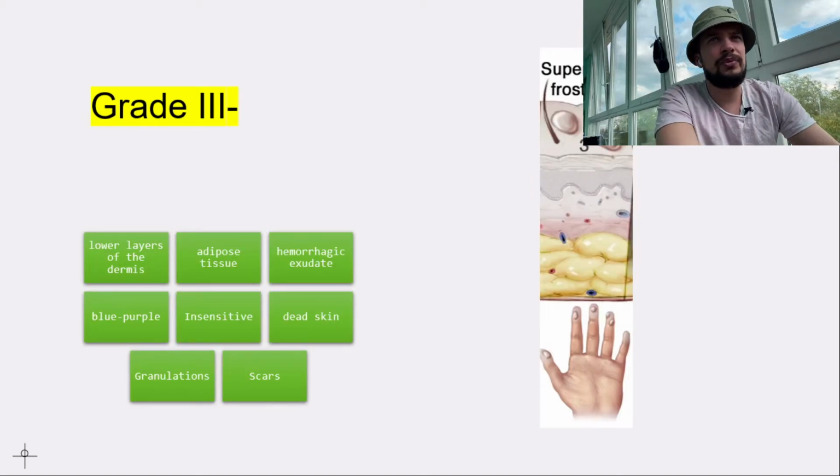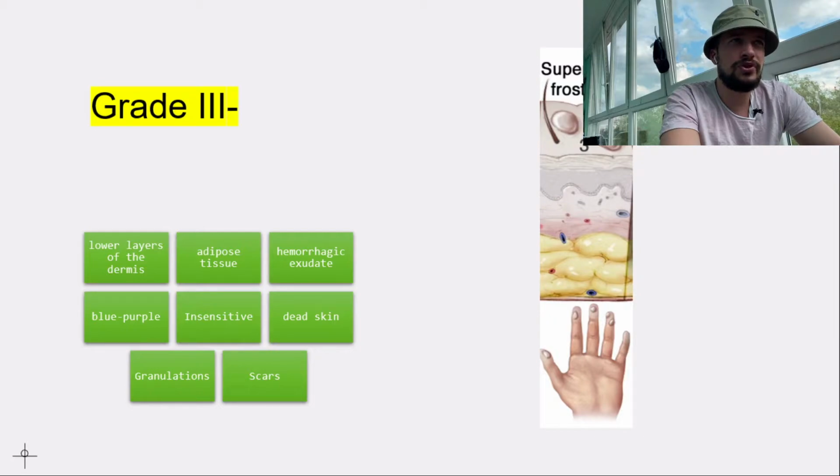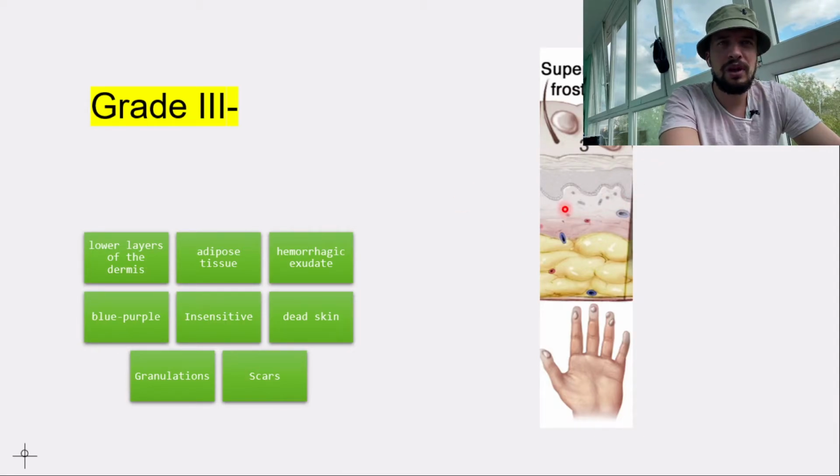Grade 3. Superficial frostbite. The body of tissue necrosis phases in the lower layers of the dermis or at the level of adipose tissue. The resultant blisters contain hemorrhagic exudates. The bottom of them is blue-purple, insensitive to pain irritations after the reaction of the dead skin. Granulations and scars are formed in the future.